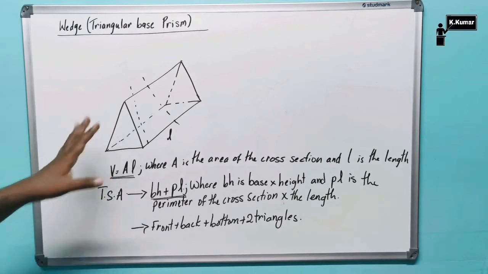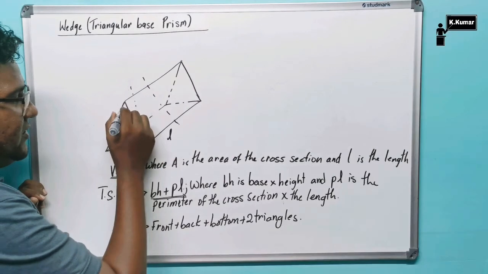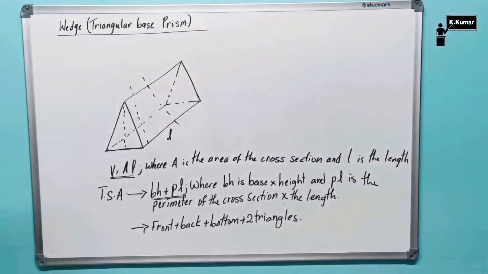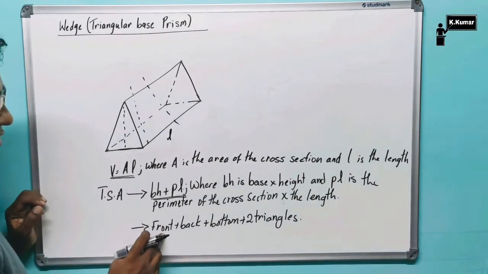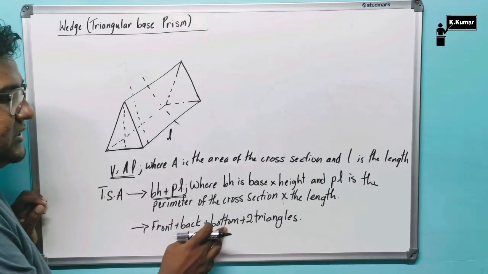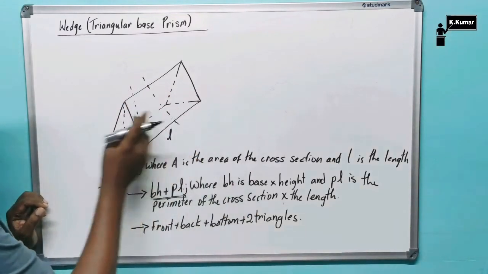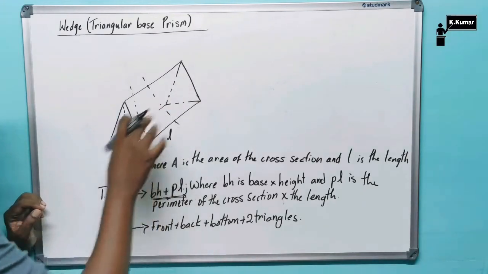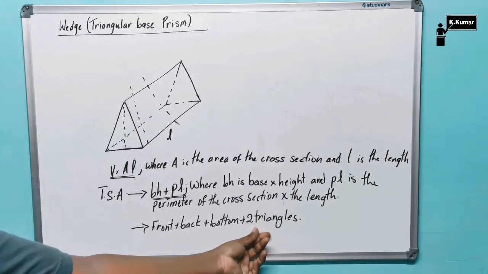So again, if you're looking at it, the base would be for our triangle and the height would be, if it's given, we use the BH plus PL. But if we weren't given any height in the question, then we have to use this, which would be the area of the front plus the area of the back plus the area of the bottom plus the area of the two triangles. This would be our front, the back there would be the back, the bottom, and then our two cross section, our two triangles at the end, we have to add them here.